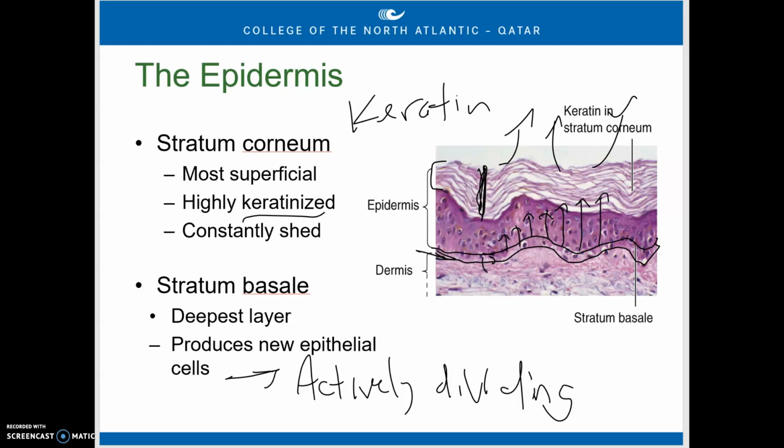So if you think about the epidermis as a conveyor belt, the cells are produced in the stratum basal, and they constantly get pushed up. As they get pushed up away from the stratum basal, they fill up with keratin and they die. And that's what gives us the protection in the stratum corneum.